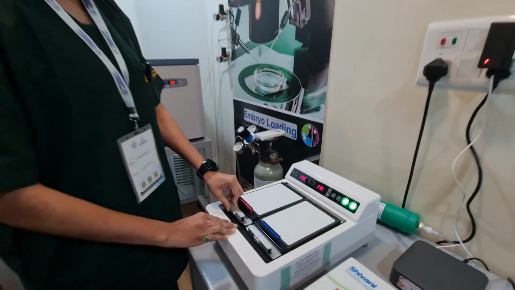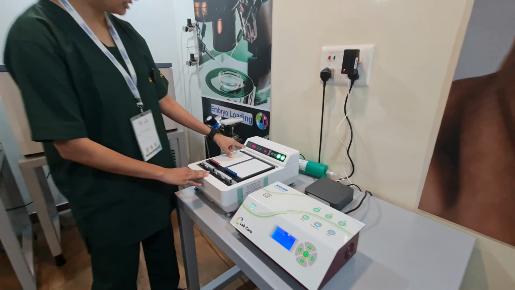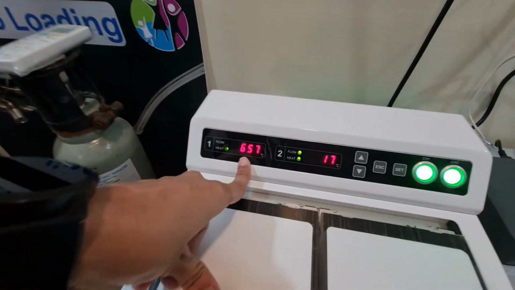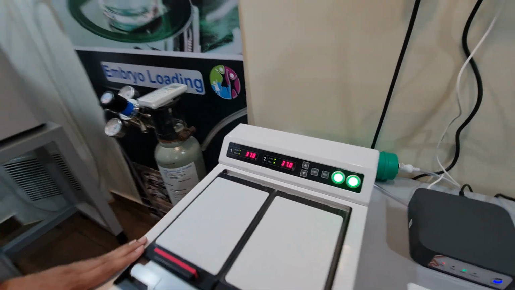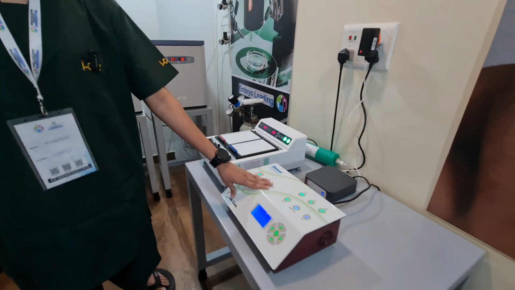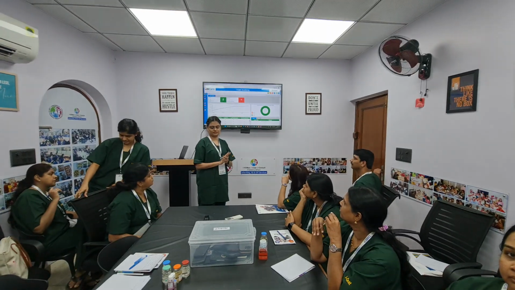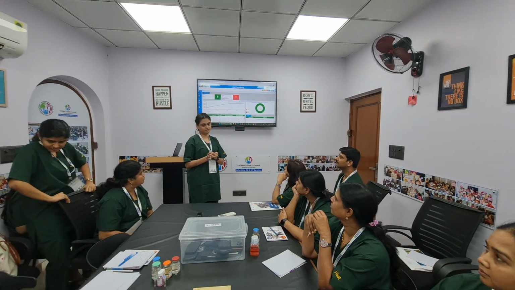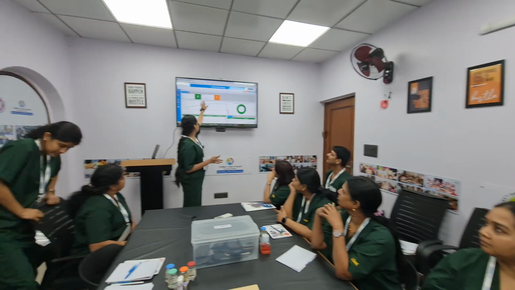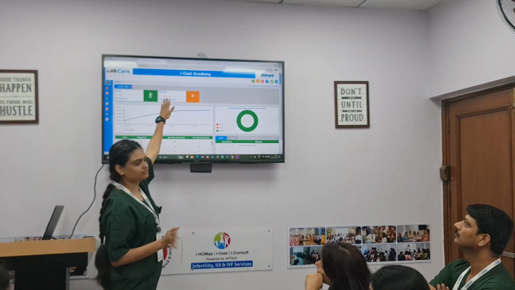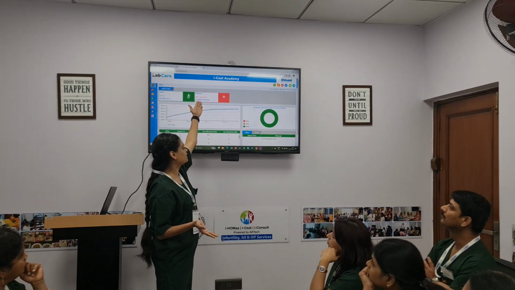Okay, now we'll close it and see the fluctuation. We can see the flow has increased, it goes to 658, and the temperature is the same. Let's see if it catches in the lab care system or not. There were two chambers, we only opened one, so we can see the fluctuation on that chamber. The second one, which we didn't open, is 17, and for the one we opened, it's 661 ml per minute.